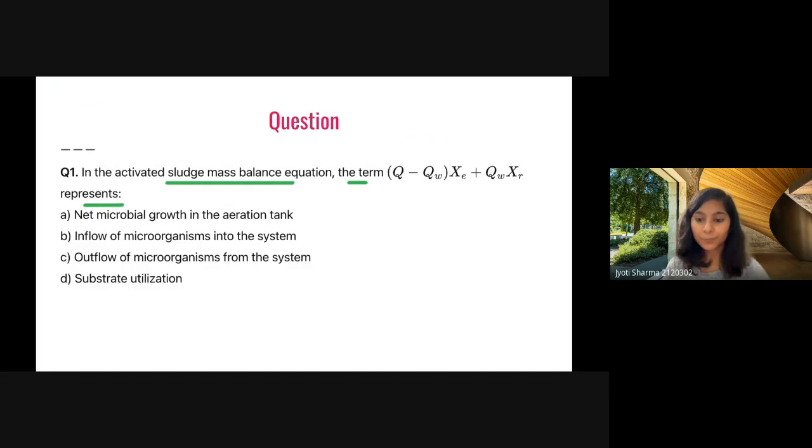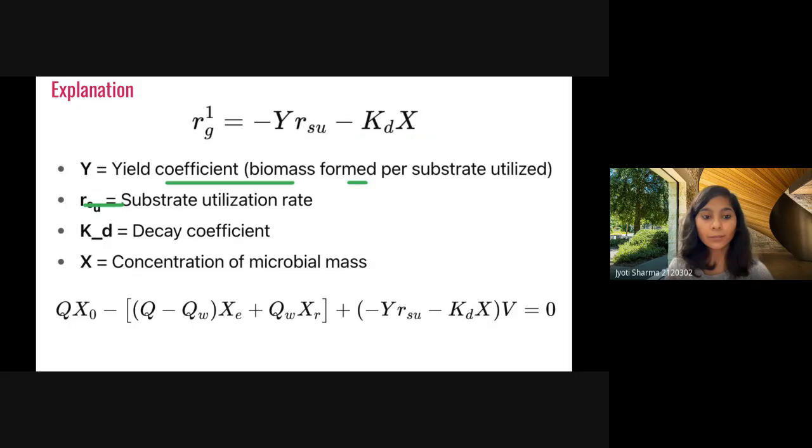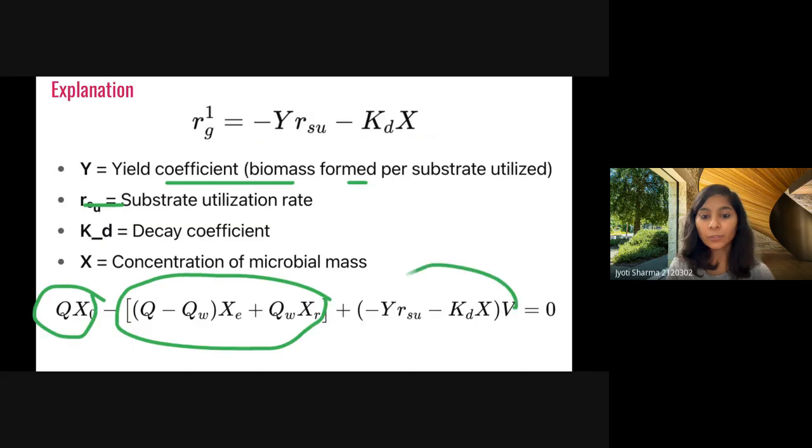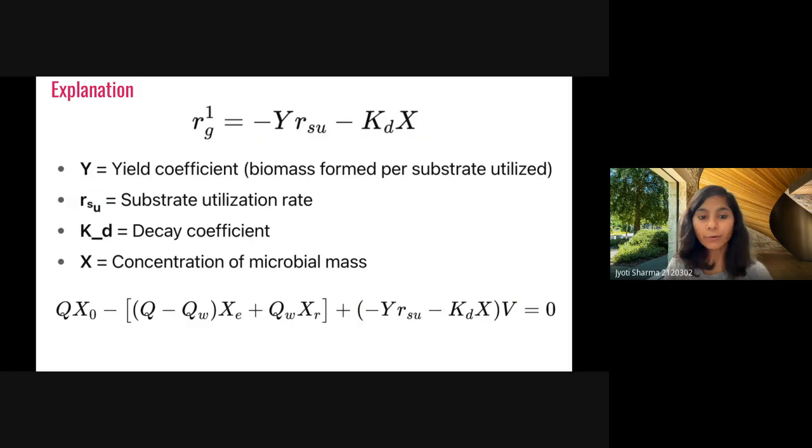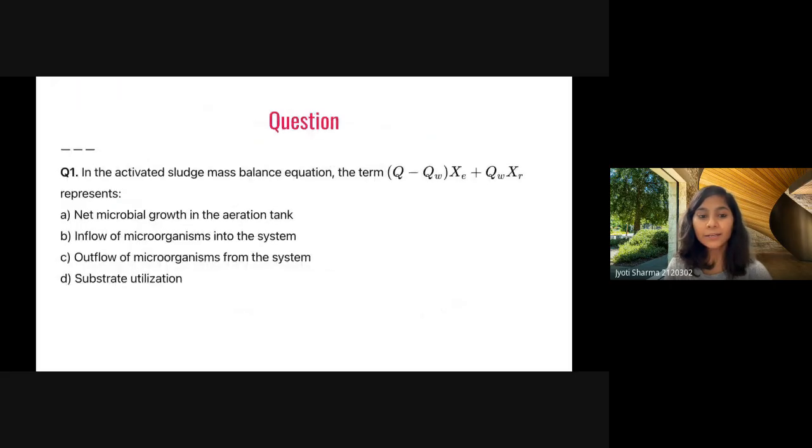Okay, so yes, we already have discussed this part. So let me show you again. This is your inflow, this is your outflow, and this is your growth rate, and that would be balanced, and that would give you the zero. So that is the steady state condition of microorganism, right? So we were talking about this second term, and this second term is your outflow of microorganism from the system.